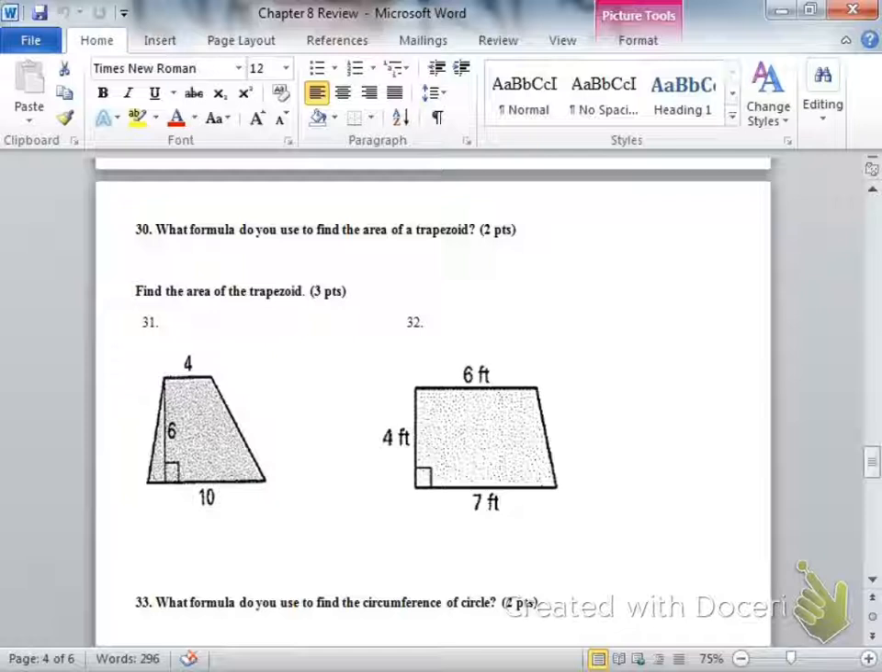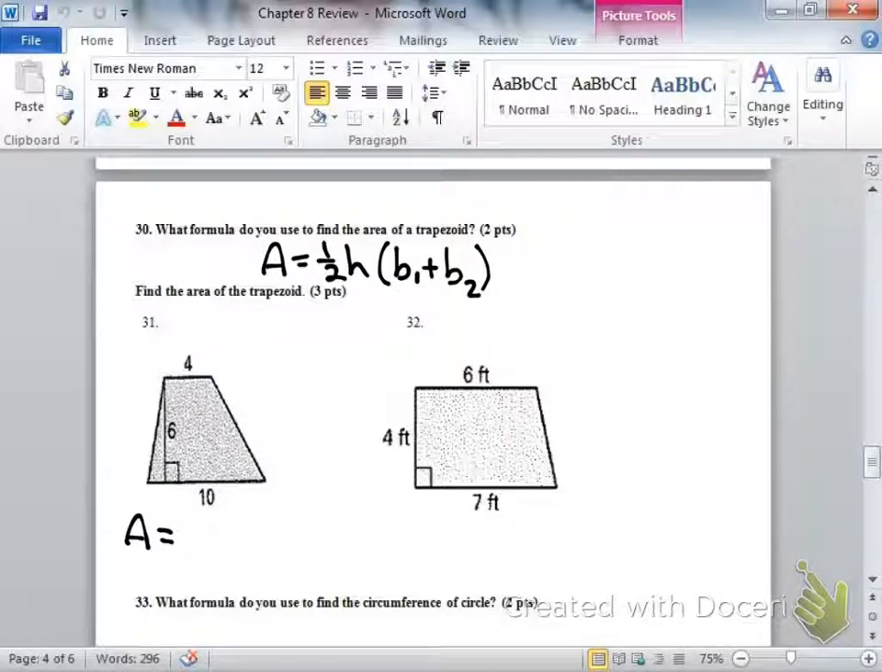Area equals 1/2 times height. Yeah, this is the long one. Area equals 1/2 times height, and then what? Base 1 plus base 2. Yeah, make sure you have this part in parentheses too. You have to add the bases first, then multiply by 1/2 and the height, however you like to type it in. You did the parentheses first, right? Yes, you follow the order of operations. So we'll have 1/2 times 6, and then in parentheses 10 plus 4.